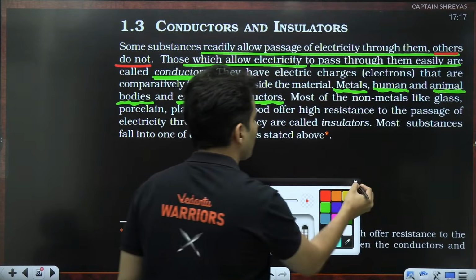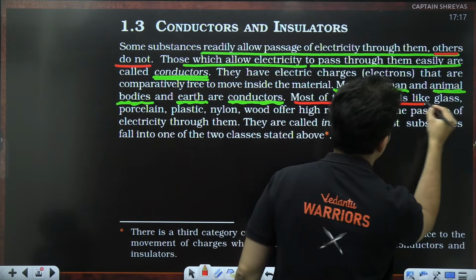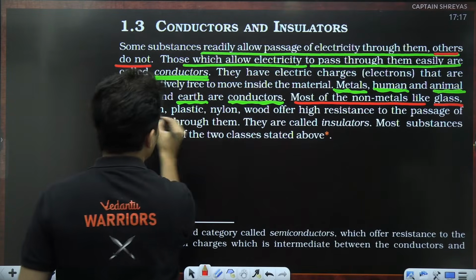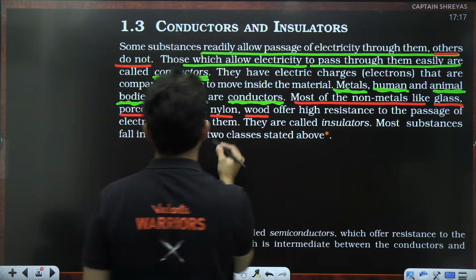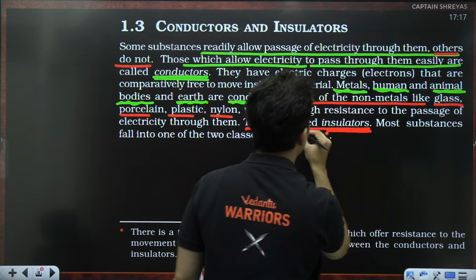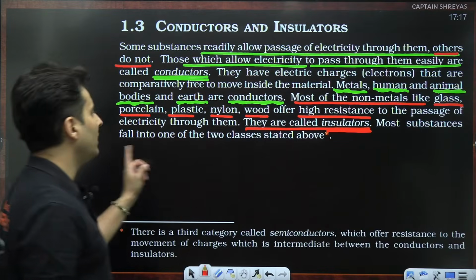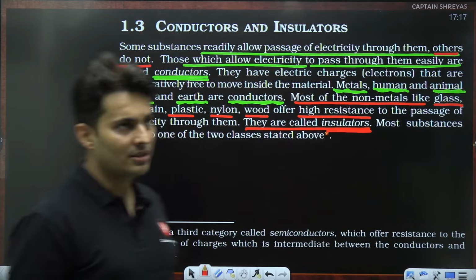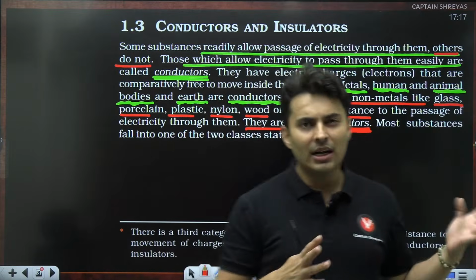Whereas you will see the most of the non-metals, most of them, not all, like glass, porcelain, plastic, nylon, wood, they offer very high resistance to the passage of electricity through them. They are called insulators because they offer high resistance. Most substances fall into one of these classifications. Anything that you take around you, either it will be an insulator or it will be a conductor.